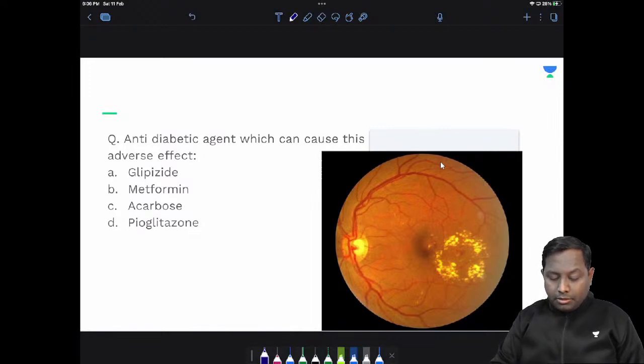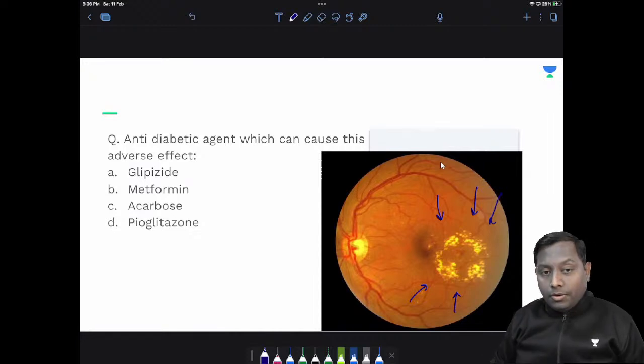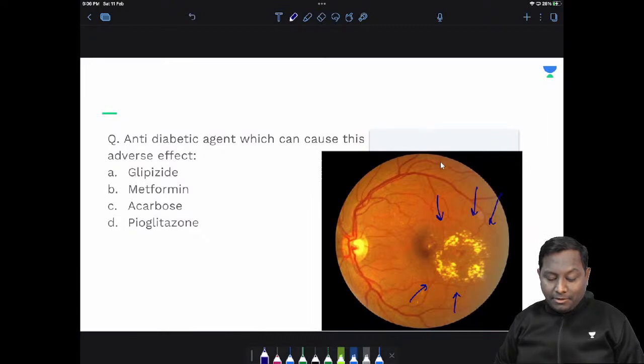I hope all the students can check this out already, and you can see in this image that there are certain changes that have been seen on fundoscopy. You can see them on these areas. All right, so what is this condition called, and which of the following anti-diabetic drugs can cause this? Can you guys tell me quickly?